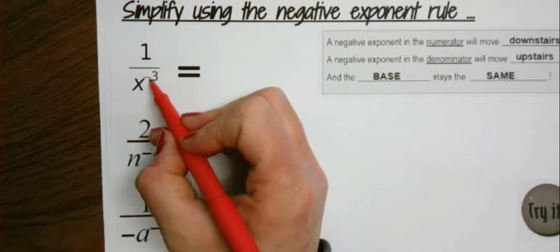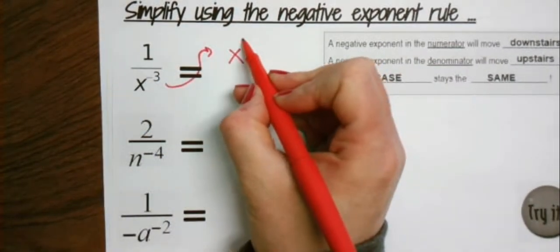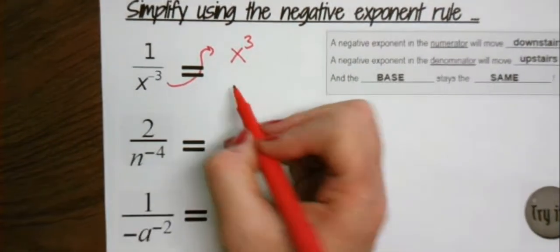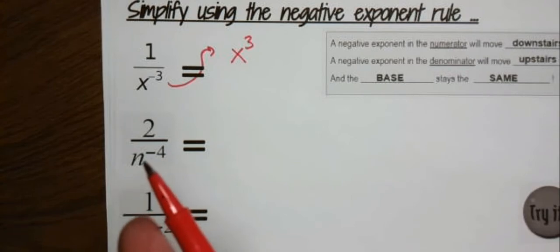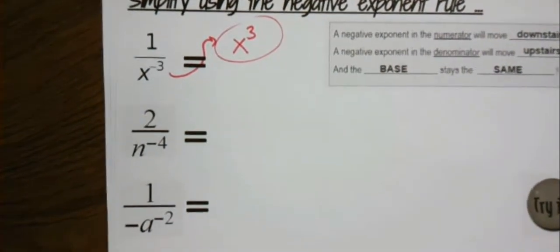I see that the negative exponent is downstairs, so I'm going to move it upstairs. The base stays the same, and the exponent becomes positive. Can you simplify it any further? Nope. I wouldn't need a 1 underneath it because we don't write numbers in simplest form with 1 underneath as a denominator. So just x to the third. All right, let's try this one.